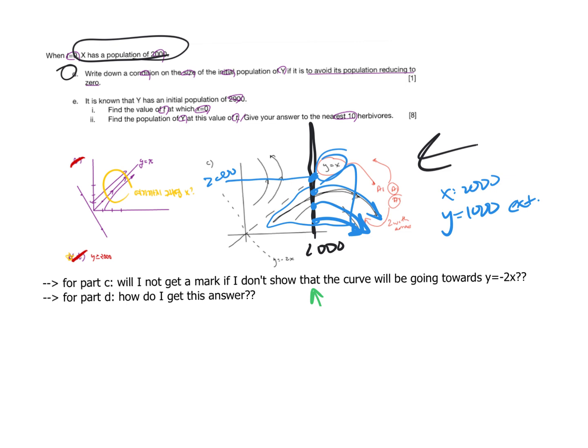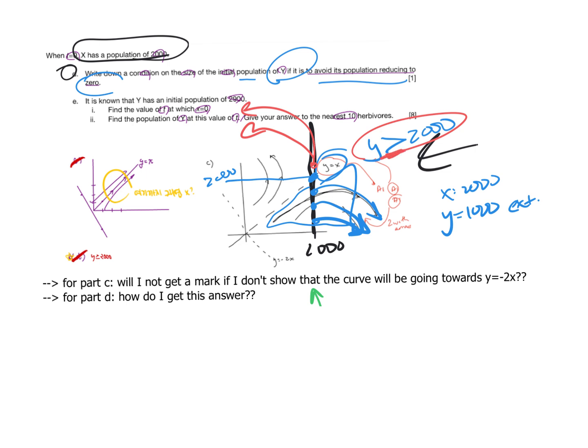So write down a condition on the size of the initial population of y so as to avoid reducing to 0. That means you want y to be bigger than 2,000. If y is bigger than 2,000, then you're up here, and then x becomes extinct. If y equals 2,000, that's the other part. You could say bigger than or equal to 2,000. If it's equal to 2,000, then both x and y grow together the same amount.